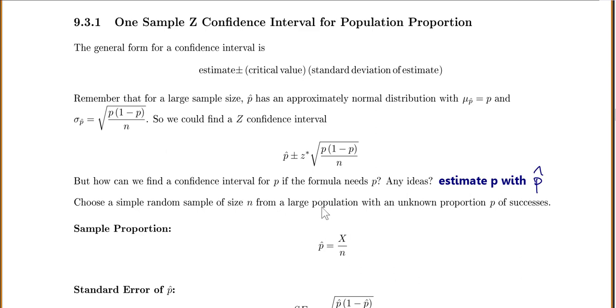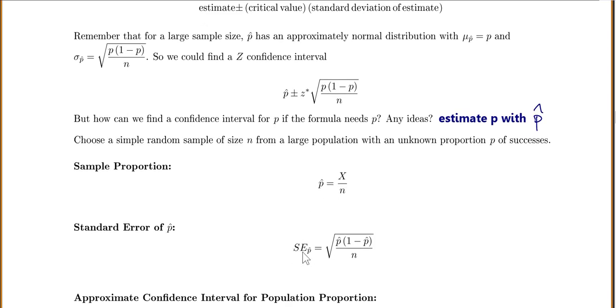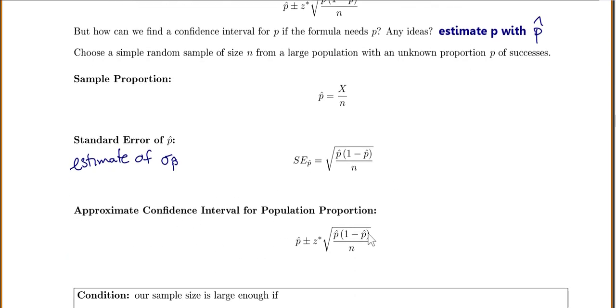So let's choose a simple random sample of size n from a large population. We have an unknown proportion p of successes. Our sample proportion is p hat equals x over n, just to remind ourselves. And then our standard error of p hat, this is our estimate of the standard deviation of p hat. We call it the standard error. It will be the square root of p hat times 1 minus p hat over n. So instead of using the actual standard deviation, we'll use the standard error. That gives us an approximate confidence interval for our population proportion. So we'll have p hat plus or minus z star times the square root of p hat times 1 minus p hat over n.